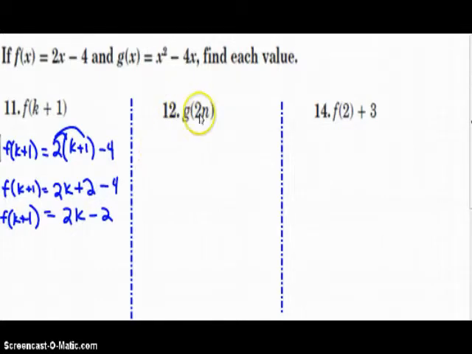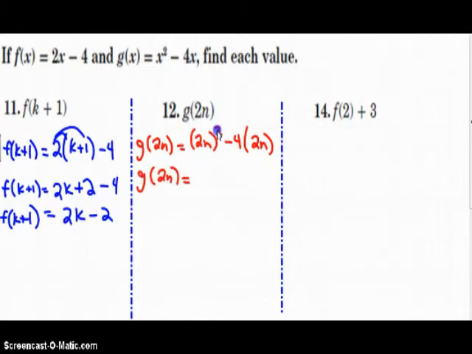Number 12. We are finding the g of 2n, so we're going to use the g function. The 2n has replaced my x, and so the 2n will replace the x's on the right side. So I'm going to write that. Make sure you use parentheses here. Should always use parentheses when you are substituting in a value for a variable. Remember the law of exponents. 2 is going to distribute to both of these factors, so 2 squared, 4, n squared. 4 times 2n is 8n, so minus 8n. And I am done because these are not like terms. N squared and n have different exponents. We cannot combine them any further.